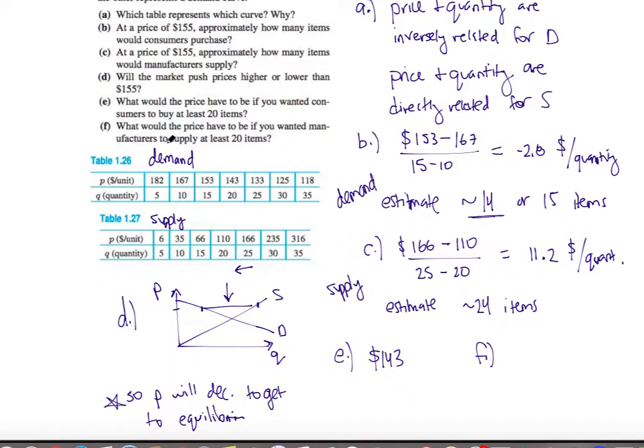For F, again, now we want to look at supply side of things. So to supply at least 20 items, we would do $110. And that's really all E and F are talking about, just reading it from a standpoint of what does it mean to have a certain price for each of these two curves.